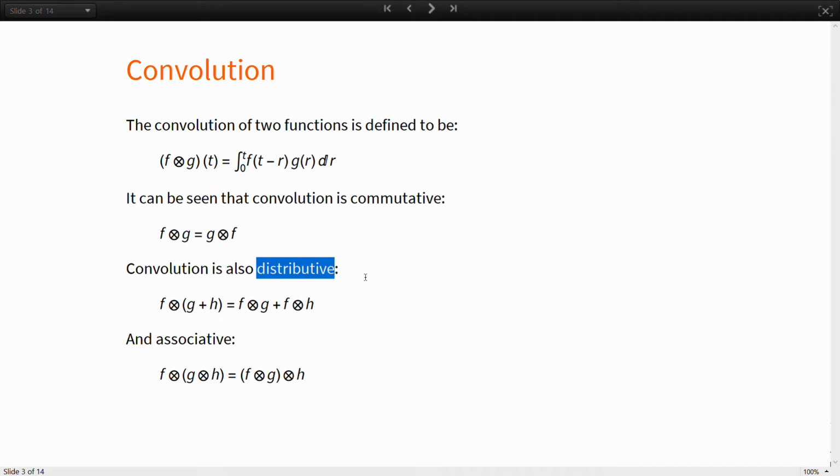Convolution is also distributive, so the convolution of f with the sum of two functions g and h is the same as the convolution of f and g plus the convolution of f and h. In a similar way, convolution is associative, which means that we can group the convolution operation in any way as indicated by the parentheses in the equation here.